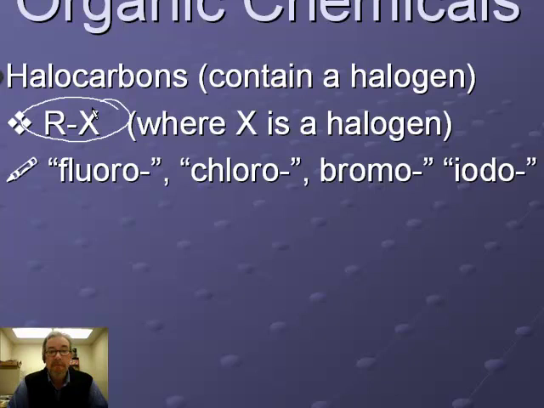How do we name them? Well, we name them like the alkane that they're a part of, only we start with fluoro, chloro, bromo, or iodo to indicate which halogen is there. And if there's more than one of these halogens, then we would list them in alphabetical order.